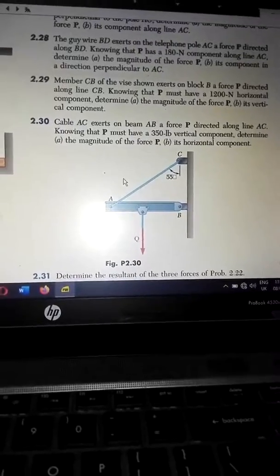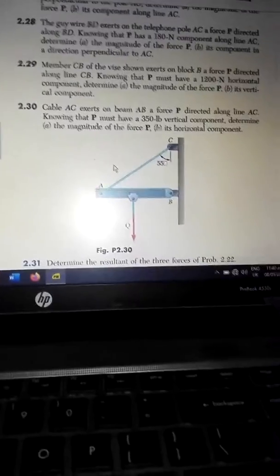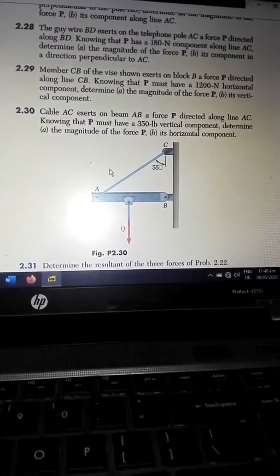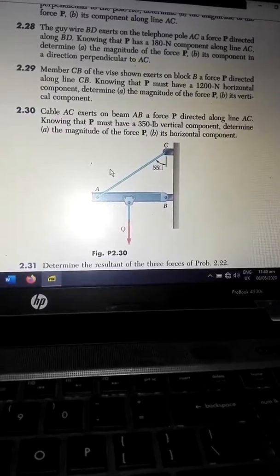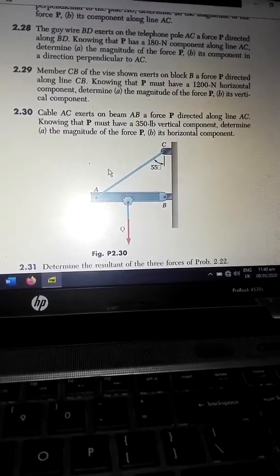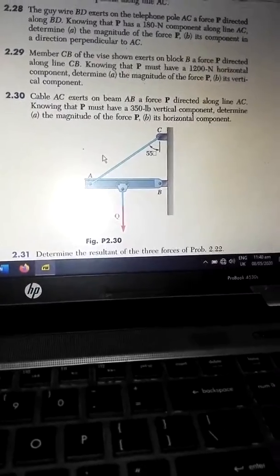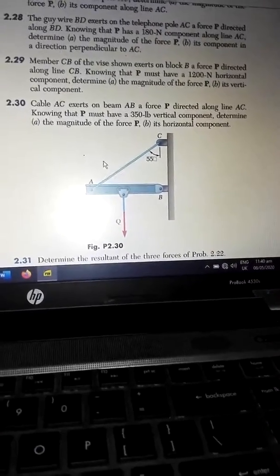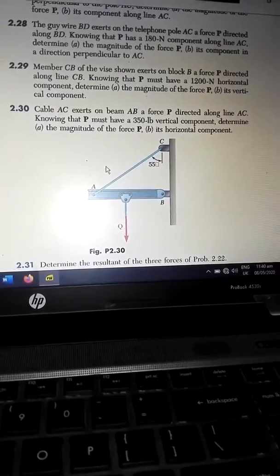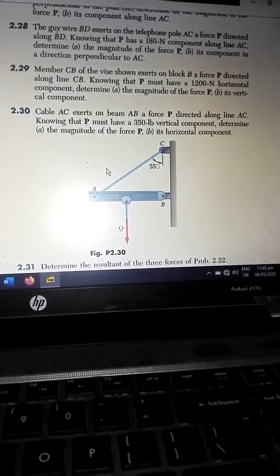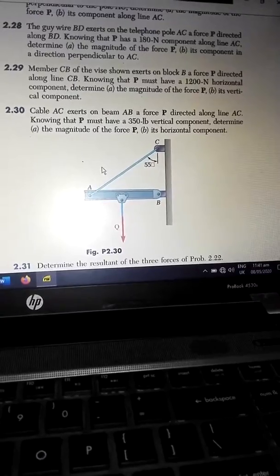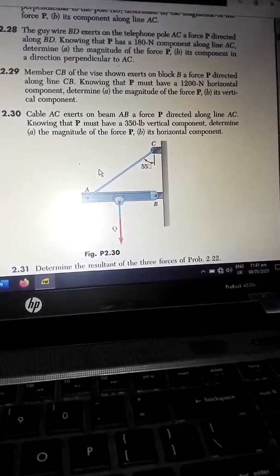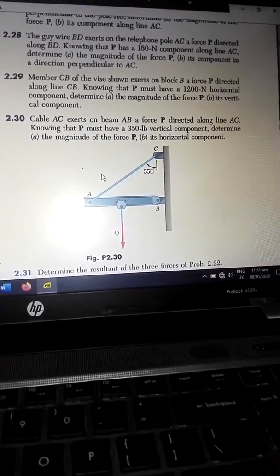So look at this problem now. Problem 2.30. Cable AC exerts on beam AB a force P directed along line AC. You can see the line AC right there. Knowing that P must have a 350-pound vertical component, determine A, the magnitude of the force P, B, its horizontal component.